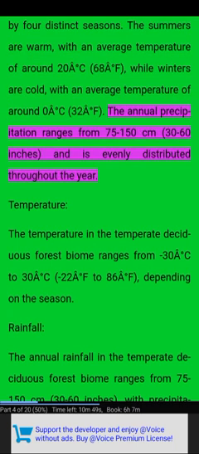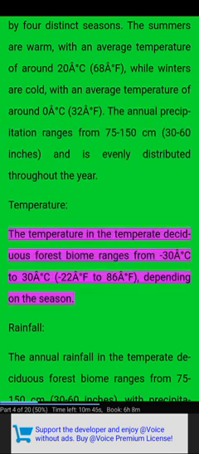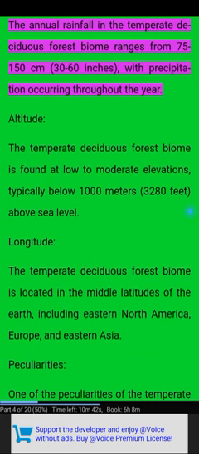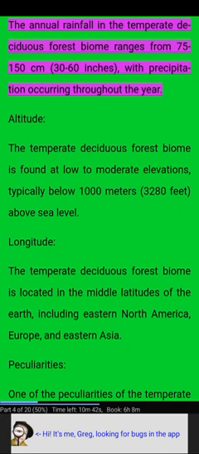The annual precipitation ranges from 75 to 150 cm, 30 to 60 inches, and is evenly distributed throughout the year. Temperature. The temperature in the temperate deciduous forest biome ranges from minus 38 degrees C to 38 degrees C, minus 22 degrees F to 86 degrees F, depending on the season. Rainfall. The annual rainfall in the temperate deciduous forest biome ranges from 75 to 150 cm, 30 to 60 inches, with precipitation occurring throughout the year.